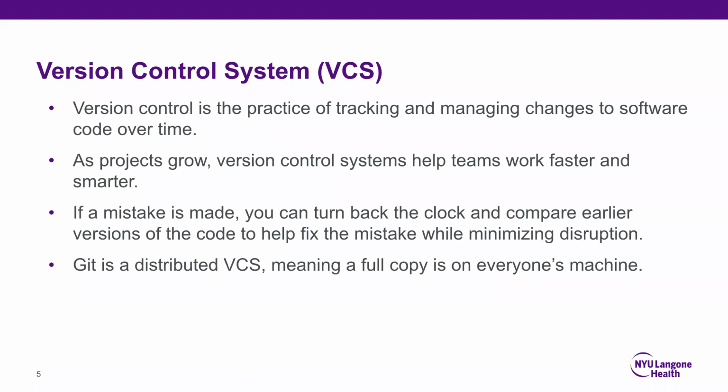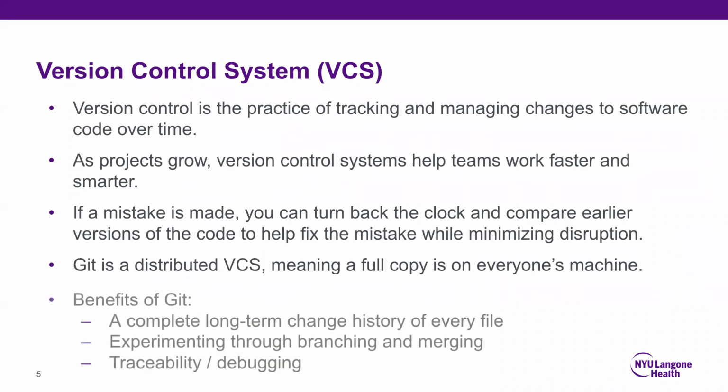Other systems use what's a centralized version control system, which means that they use a centralized repository or server to host the main copy of the repository. There are a lot of benefits of using a version control system, including, of course, a complete long-term change history of every file in your repository that is controlled under Git. It also allows you to experiment through things like branching and merging, and it allows things like traceability and debugging.